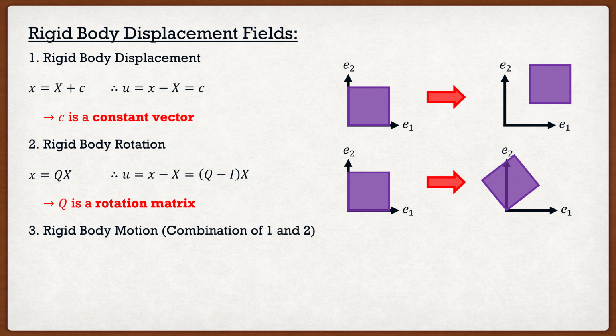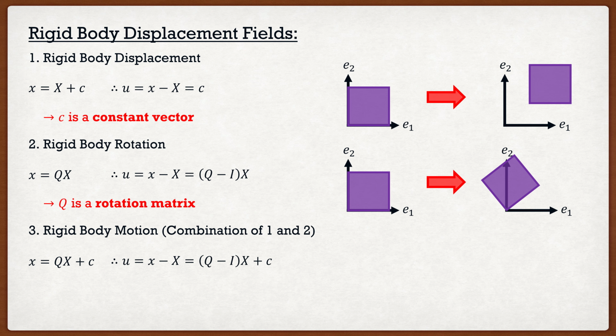Now, the third type, which you guys may have already guessed, is going to be a combination of 1 and 2, and that's what we call rigid body motion, which is a combination of translation as well as rotation. So, of course, our position function is going to be q times big X plus c.